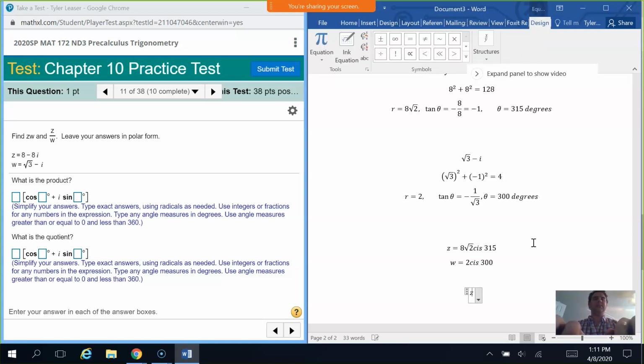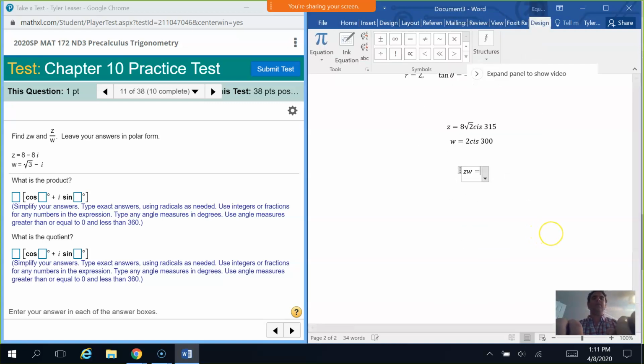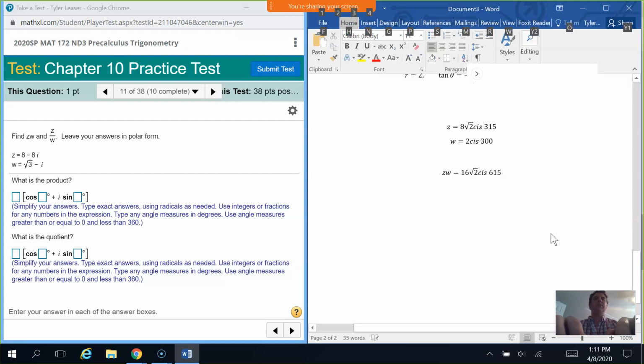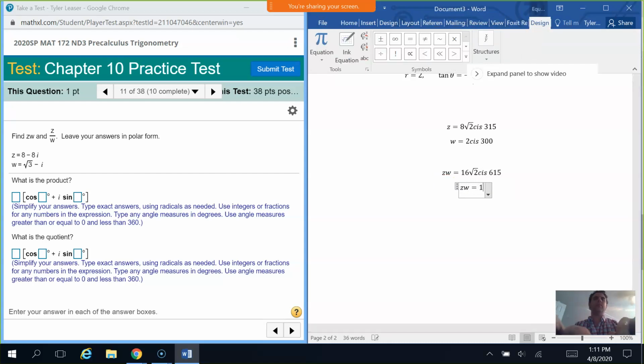So then z times w is going to be multiplying the two r values together. 8 root 2 times 2 is 16 root 2. And then cosine plus i sine, adding the two degrees together, we get 615. But we can fix that. 615 minus 360, I think is 245. Sounds right.